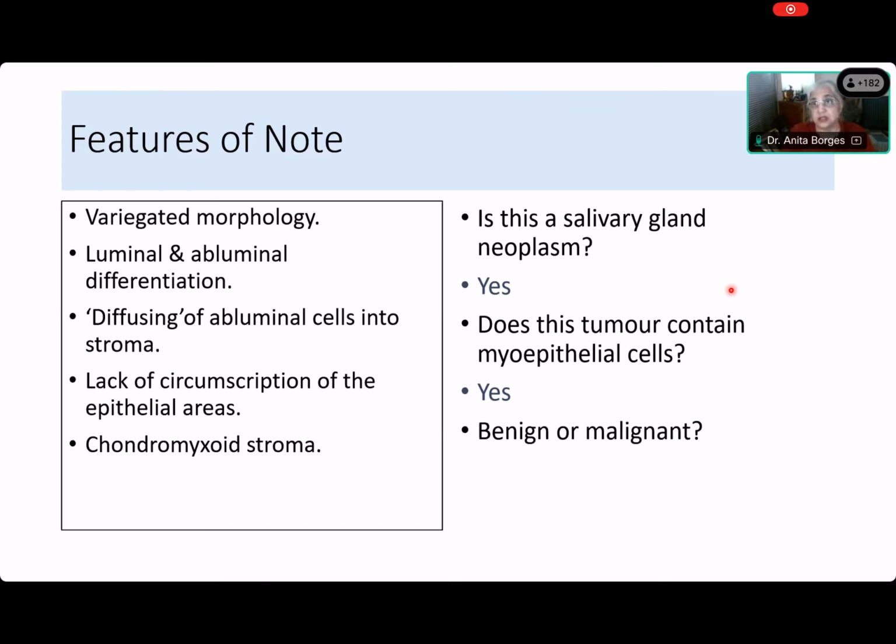If that was the case, then this is definitely showing you invasion, because this lack of circumscription of the epithelial areas is so typical of myoepithelial cells, which should not be considered as invasion. This so-called invasion is within the tumor. So how can you say that I didn't see invasion? You didn't have any chance to look for invasion because you didn't see the borders of the tumor.